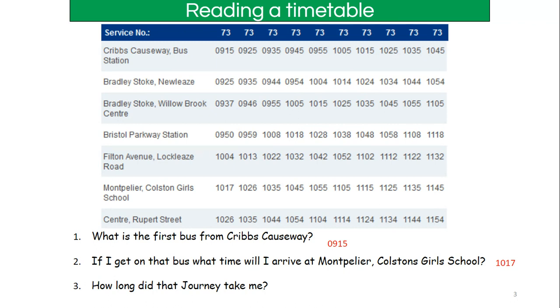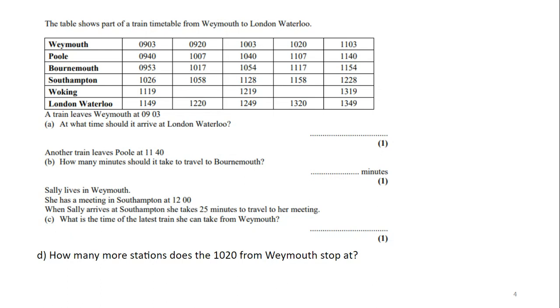And question 3 says, how long did that journey take me? So from 9:15 to 10:17, well, an hour takes us to 10:15, and then we need an extra 2 minutes. The whole journey takes 1 hour and 2 minutes. That's the bus timetable. Now, usually in exams, it won't be quite as long as this, but this is actually a real bus timetable. So this is an exam question, and this is a train timetable.